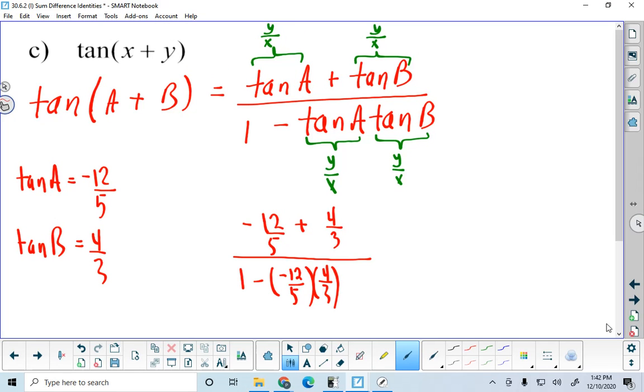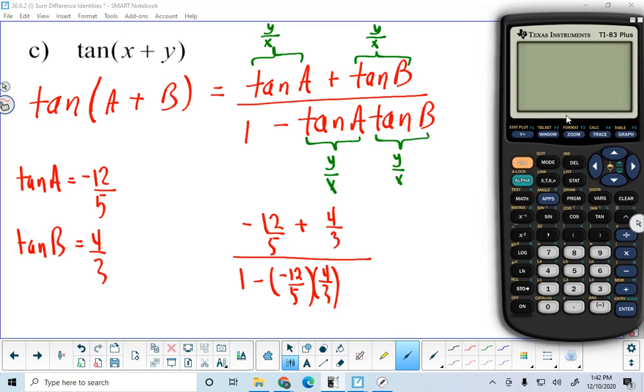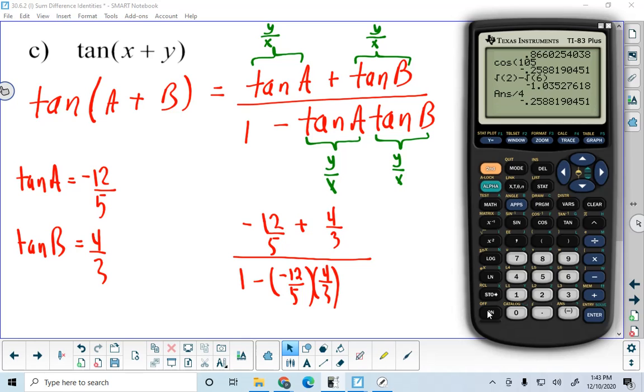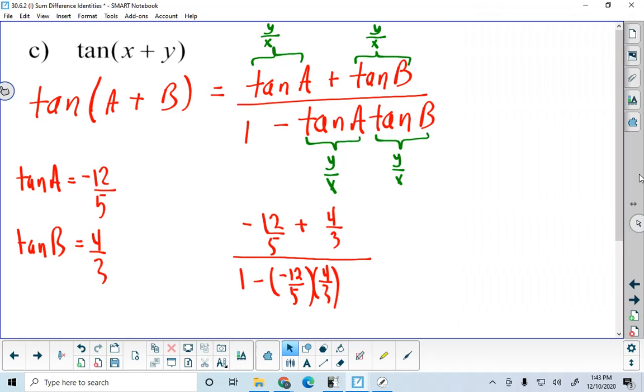There's a way to simplify this, but you know, at some point we have to kind of get with the 21st century. We've got technology to calculate these numbers. We don't need to do it on paper. It's not 1975. So I'm going to take tan A plus tan B, that's negative 12 over 5 plus 4 over 3. I turn the calculator on first. Negative 12 over 5 plus 4 over 3. I'm going to change it to a fraction just so I can write it down. It's negative 16/15.